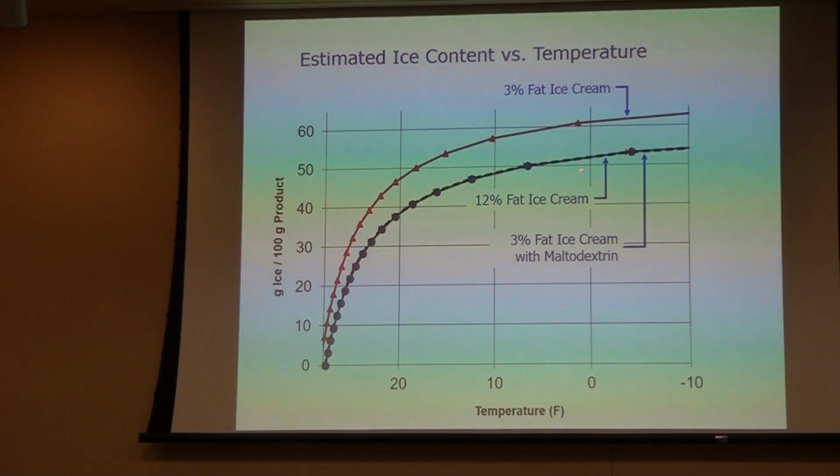But when we reformulated using our complex property that would calculate ice content and using nonlinear optimization, we were able to come up with an amount of maltodextrin that just put this freezing curve right on top of that. And this is how we came up with the fat-free ice cream that tasted like 10% fat ice cream.